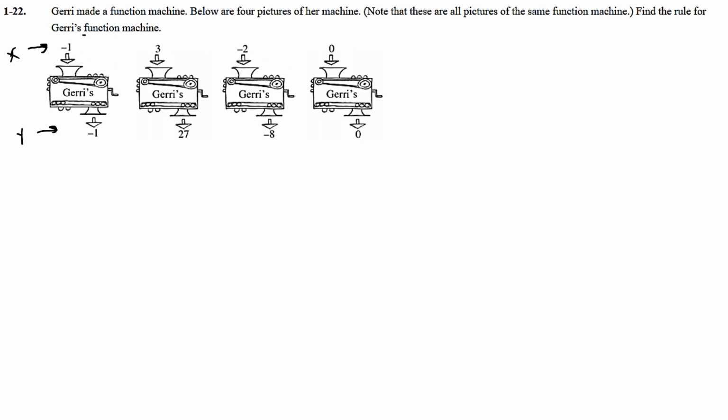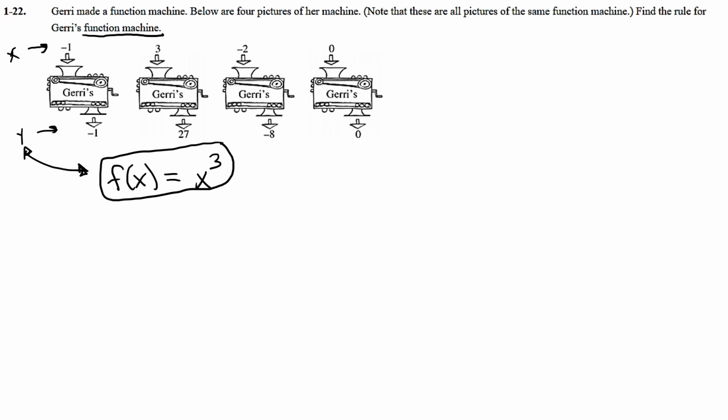So since it's a function machine, we should use the notation f of x. And it turns out f of x is y. Same thing. Okay, those are the same ideas. And it turns out if we take the x's and cube it, I get the y's in the picture. So the function machine is f of x equals x cubed.